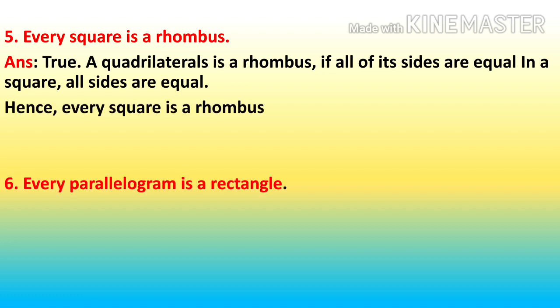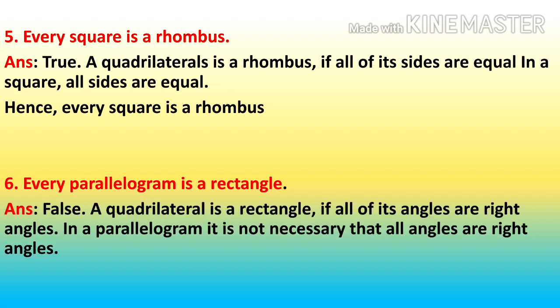Now sixth one is given, every parallelogram is a rectangle. False. A quadrilateral is a rectangle if all its angles are right angles. In a parallelogram, it is not necessary that all angles are right angle. It means the given statement is false. Rectangle can be a parallelogram, but parallelogram cannot be a rectangle.